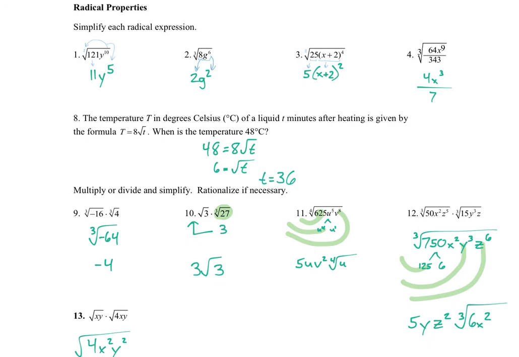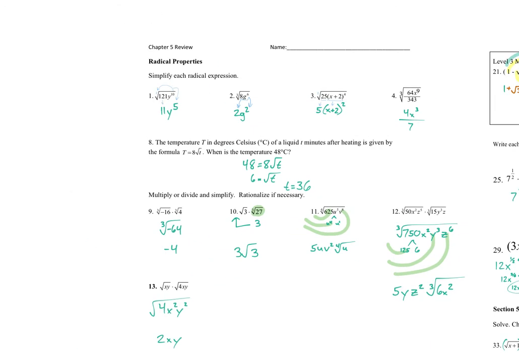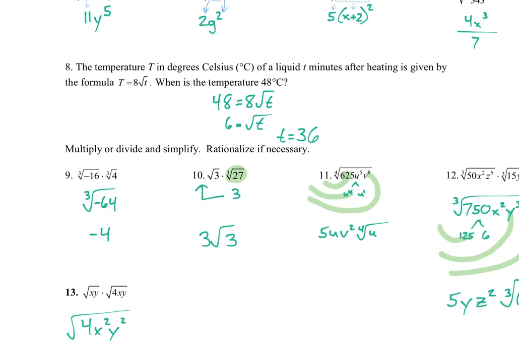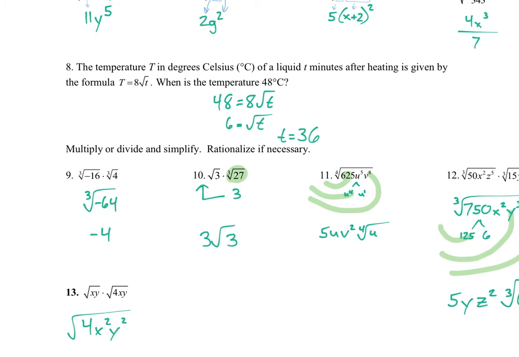All right. As you can see, some of the numbers jump around here as I deleted some off this review. The temperature T in degrees Celsius of a liquid T minutes after heating is given by this formula. When is the temperature 48 degrees Celsius? So this is one where we could have found the inverse of this formula if we wanted. We could also just pay attention and recognize that the 48 degrees is what we need to plug in for the capital T and then solve for T manually.